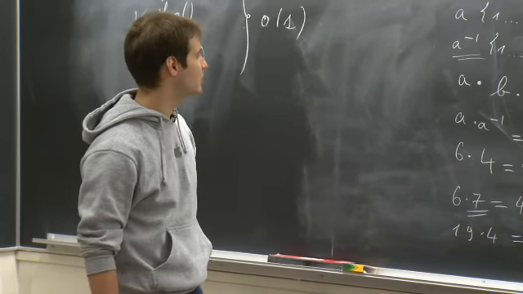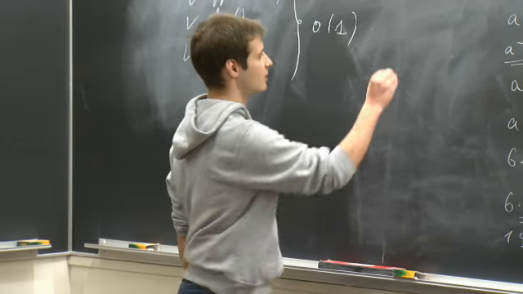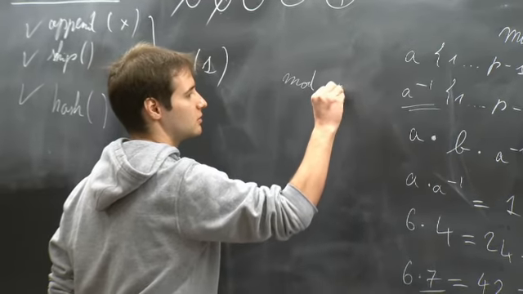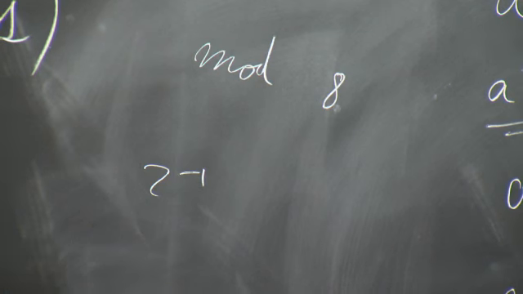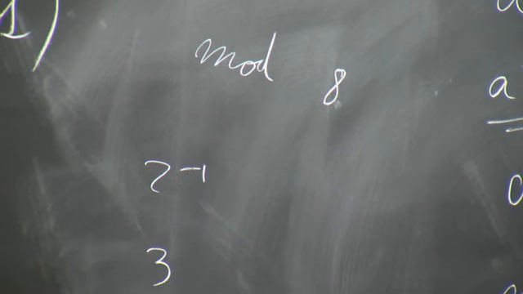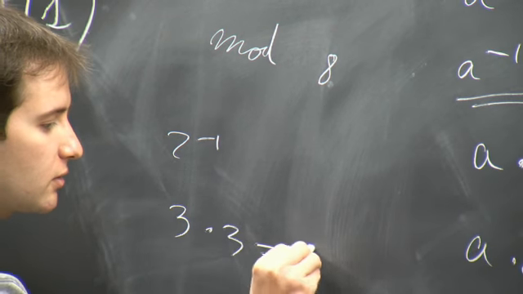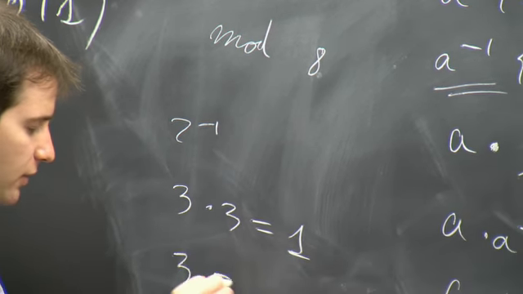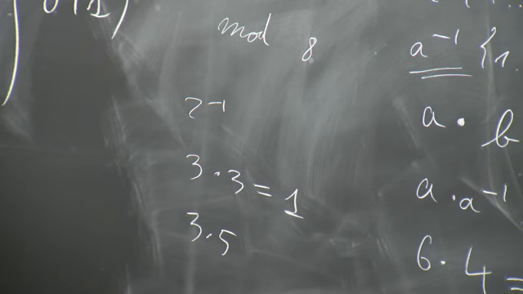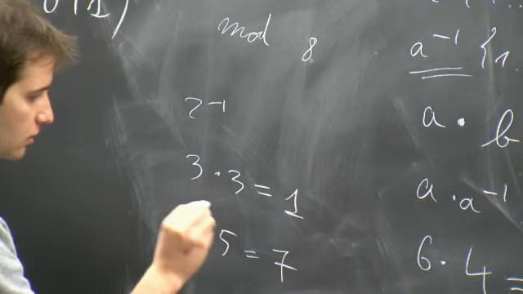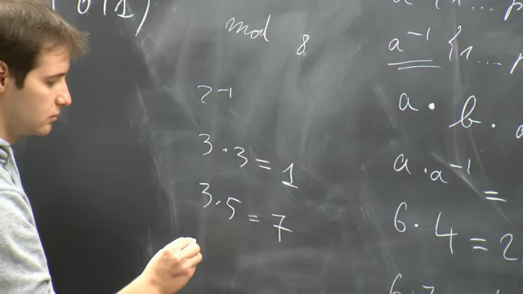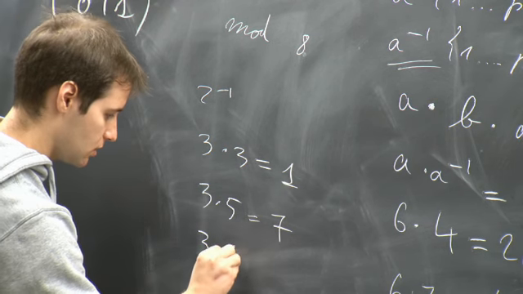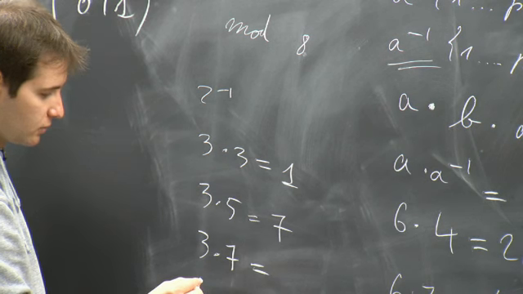Let me see if I can make this work without having an example by hand. Let's say we're working mod 8, right? Then 2 to the minus 1 mod 8 is not going to exist. But 3 times 3 is 9, so this is 1. How about 3 times 5? That's 15, and 15 mod 8 is 7. Okay. So 3 and 5, and then 11, 11 doesn't exist. So 3 times 7 would be 21, 5.